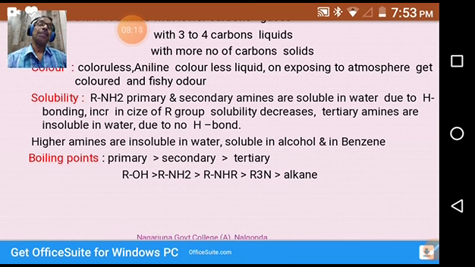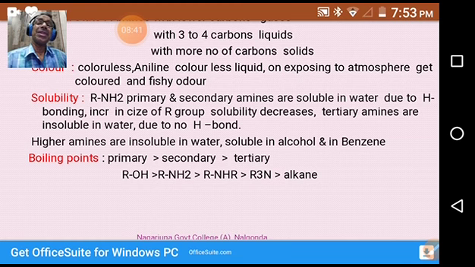Due to this bonding, they are stable and they don't want to go into the vapor phase. That's why if you want to convert them into vapor phase, it requires more energy. That's why these have higher boiling points. When we compare secondary and primary, primary has the higher boiling point. Why? Because the number of hydrogen bonds is more. So based on the number of hydrogen bonds, the boiling point varies.